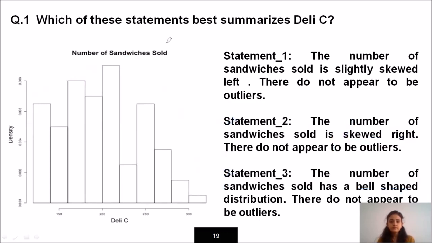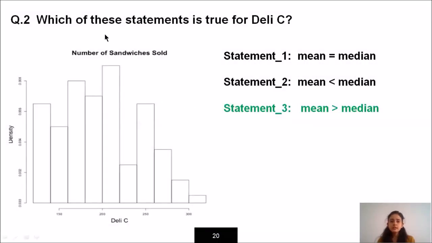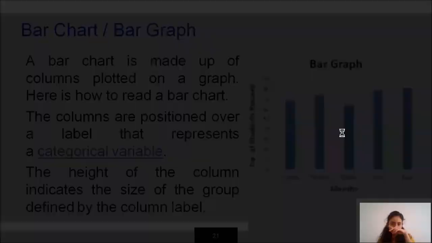Now the next question: which of these statements is true for Delhi Sea? This is the previous graph only. As my graph is right skewed, what is the relation between mean and median for a right skewed graph? If you check the previous video, you will come to know that for a right skewed graph we have mean greater than median. So for this particular question, statement number 3 is the correct answer. So this is all about the practice quiz.